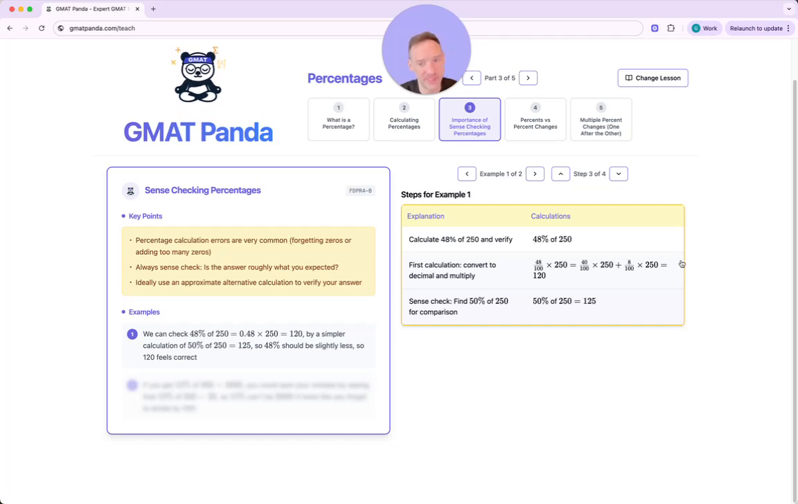And 50% is half of something. Half of 250 is 125. Do we get something that's close to 125? Yes, 120 is just below 125. That feels right.